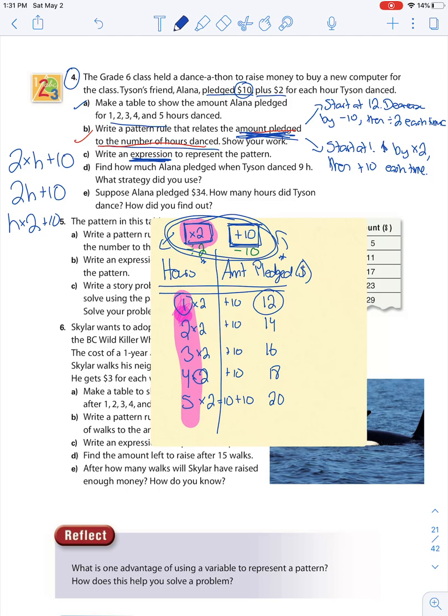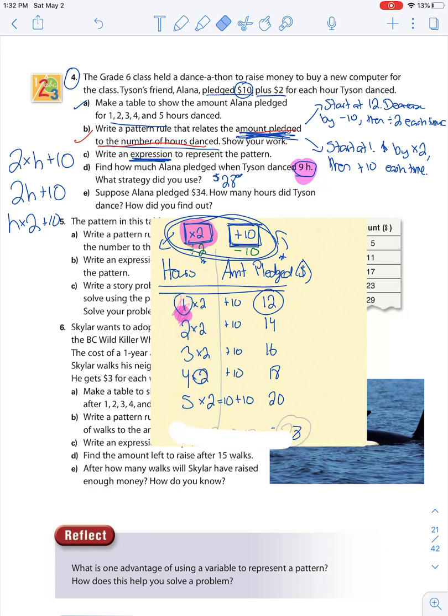They're all correct. Next, find out how much Alana pledged for Tyson when he danced 9 hours. So when h is equal to 9, I'm going to use my expression. 9 times 2 is 18, plus 10 is 28. So this one should be $28.